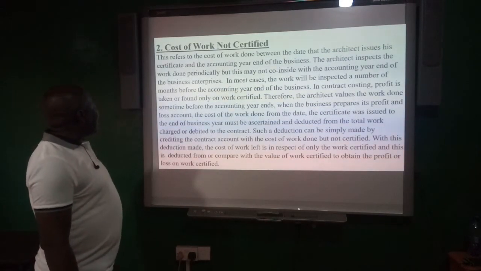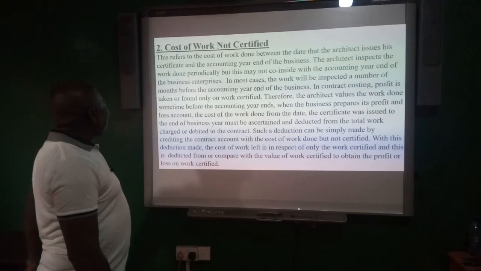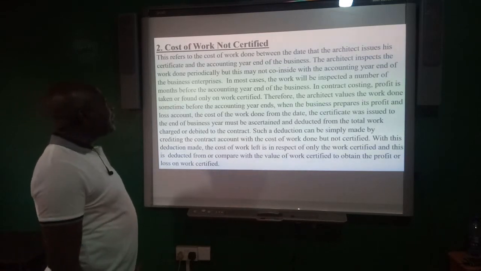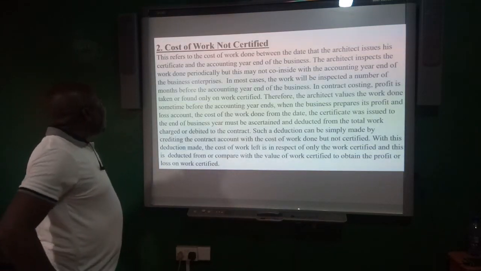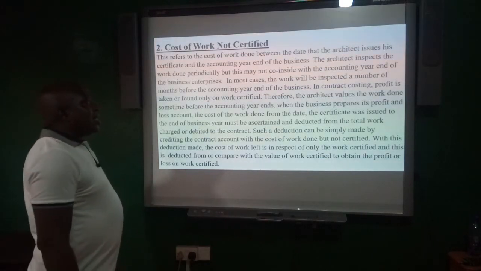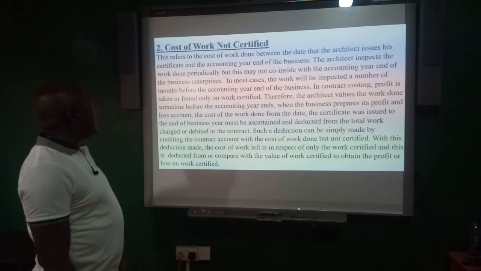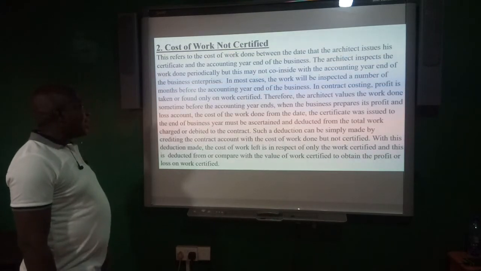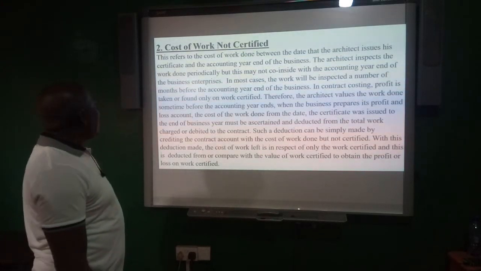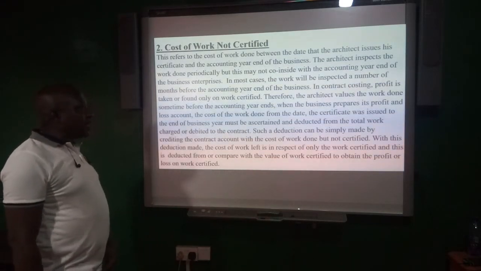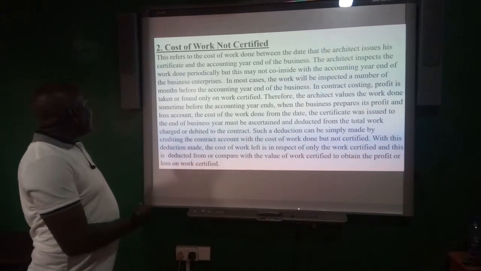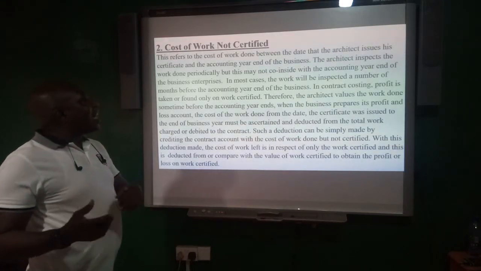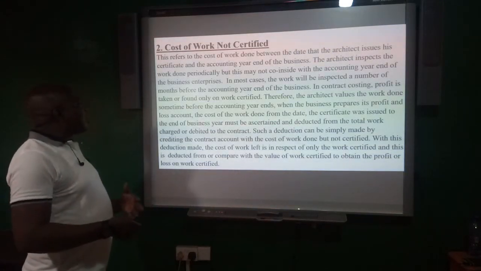And then we look at the next one, cost of work not certified. This refers to the cost of work done between the date that the architect issues his certificate and the accounting year end of the business. The architect inspects the work done periodically, but this may not coincide with the accounting year of the business enterprises. In most cases, the work will be inspected a number of months before the accounting year end of the business. So in contract costing, profit is taken or found only on work certified. Therefore, the architect values the work done sometime before the accounting year ends.